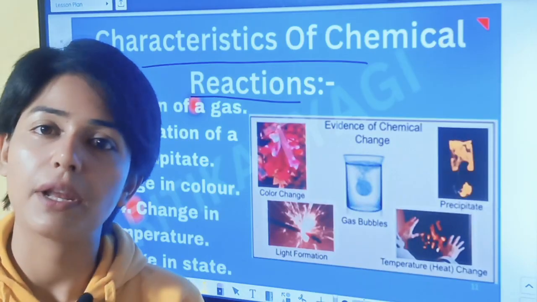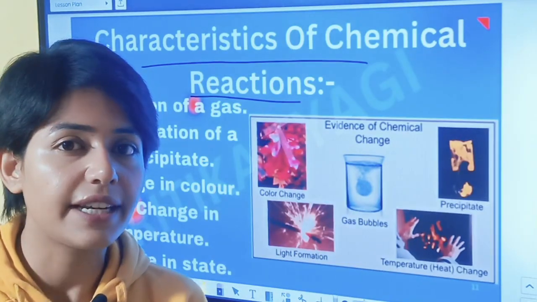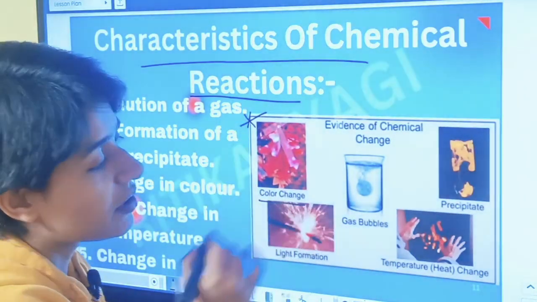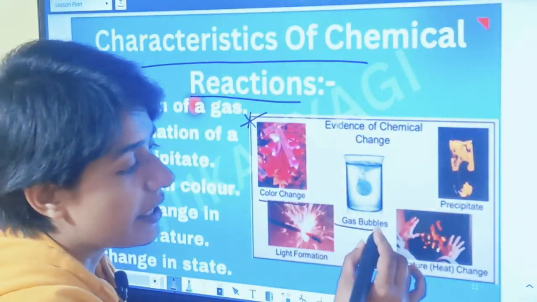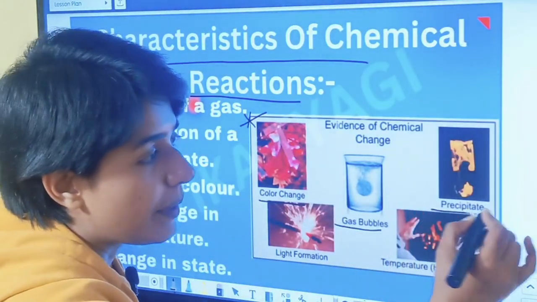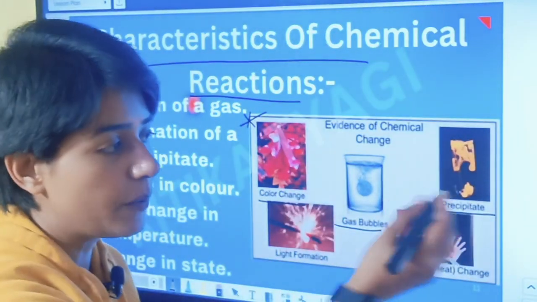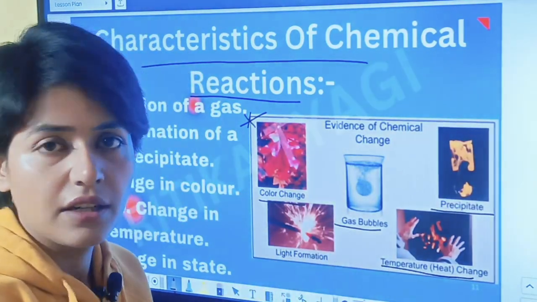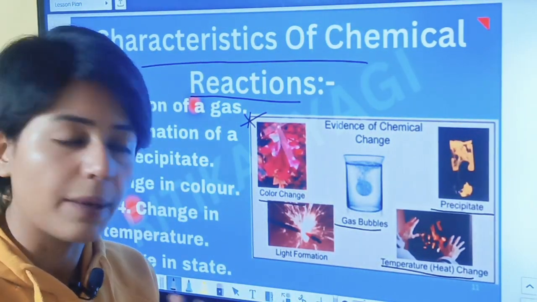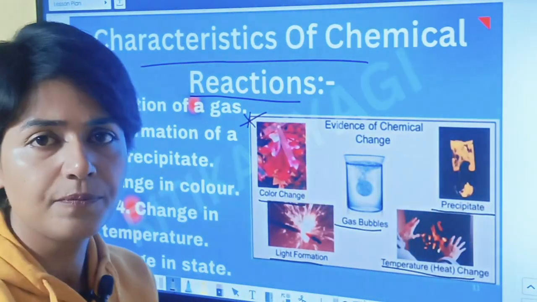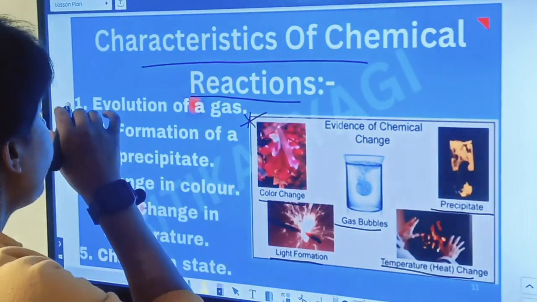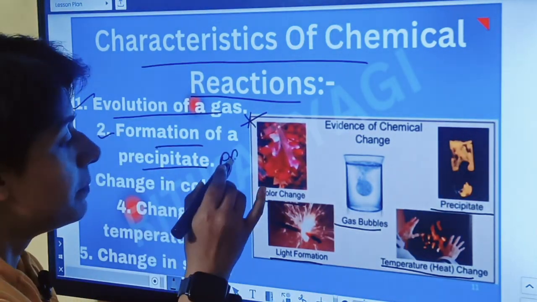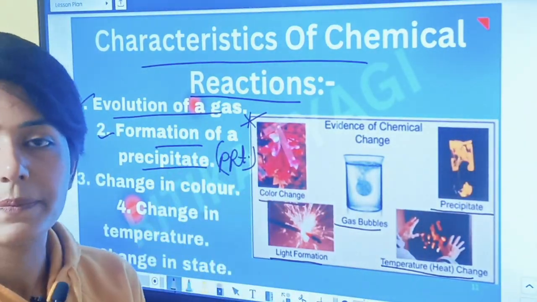That a chemical reaction takes place, or what are the indicators which indicate that a chemical reaction takes place, we are discussing in this session. As it is shown: color change, any change in color. Gas bubbles, evolution of gas. Precipitate formation, which means an insoluble substance settles down at the bottom of the container. Temperature or heat change, either evolution of heat or absorption of heat. Next, light formation, some sparkling type. First is the evolution of gas. Second, formation of precipitate, PPT. What is PPT? Precipitate.